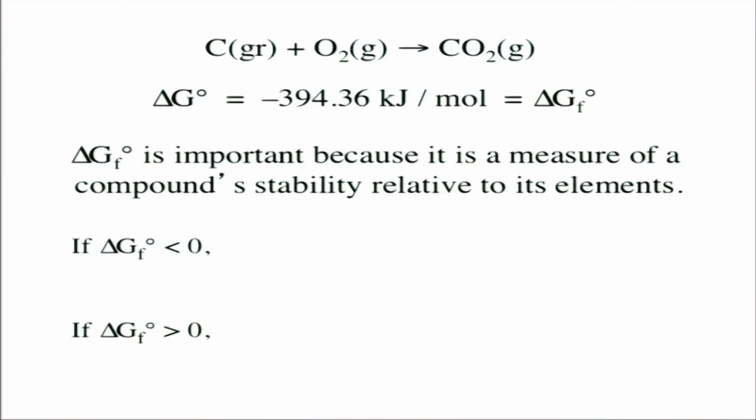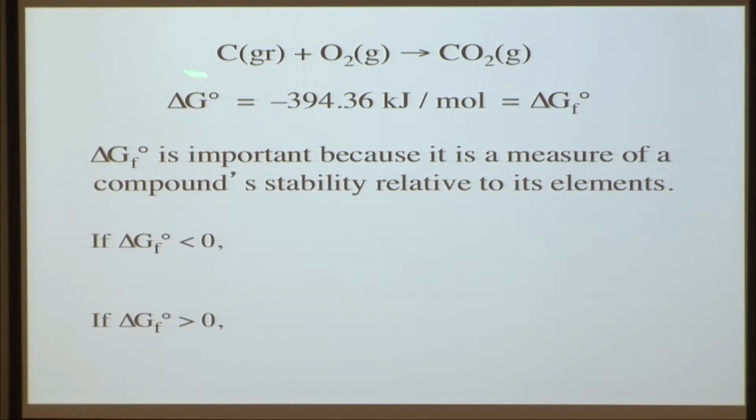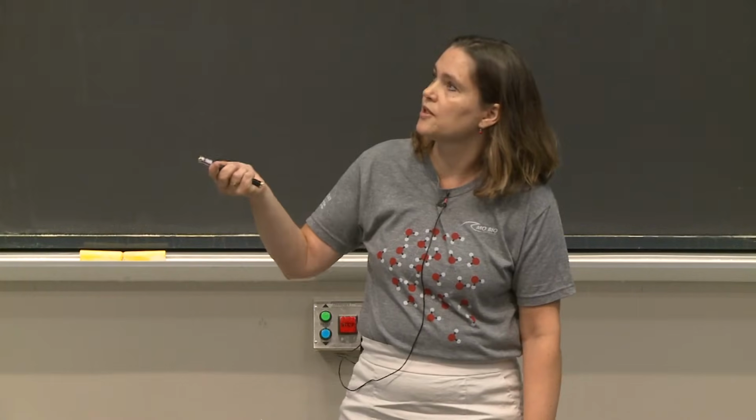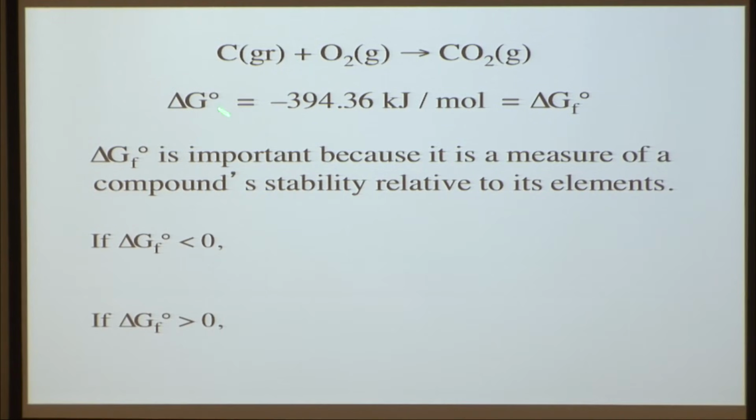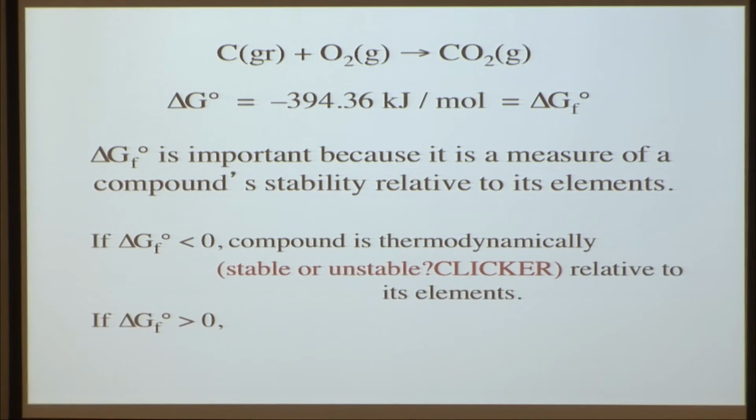So let's look at an example, and we saw this before. This is the formation of carbon dioxide from elements in its most stable state, which is graphite carbon and O2 gas. So these are the elements in their most stable state forming CO2. Now I'm telling you that the delta G naught is minus 394.36 kilojoules per mole. And we can think about what this information tells us, that this is a fairly large negative number. So if delta G of formation is less than 0, what's going to be true thermodynamically? And this is a clicker question.